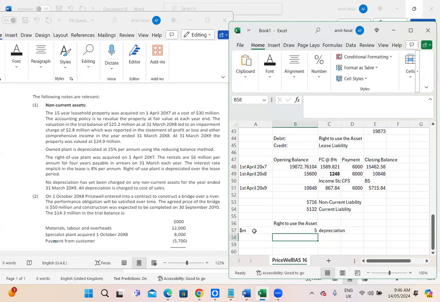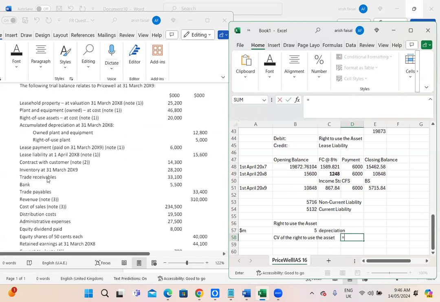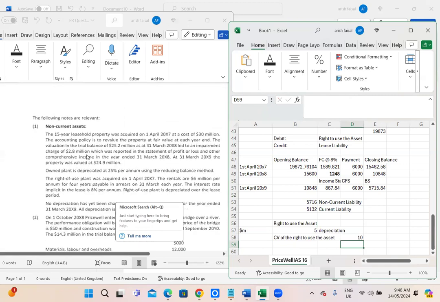So the carrying value of the right to use the asset would be 20 here. That was the cost, correct? 20, then minus 5, which is the accumulated, and then again minus 5, which is for the current year. So that's the carrying value for the right to use the asset. And by this, we have completed your non-current asset part.